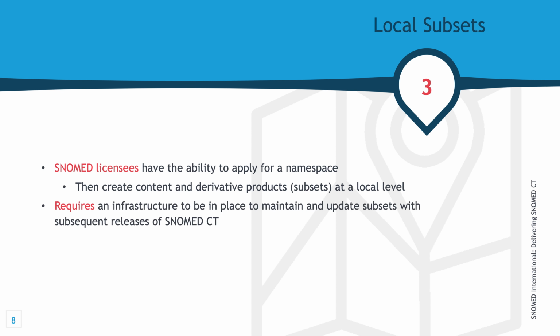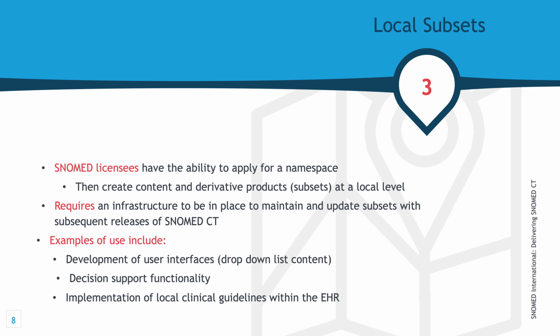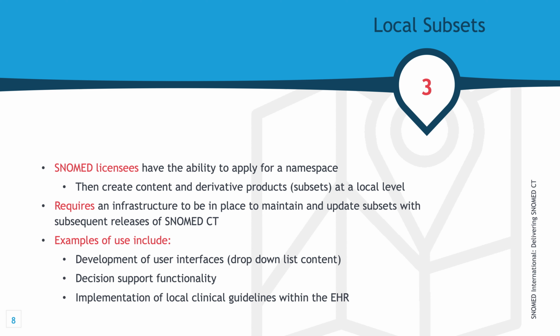However, it is important to emphasize that creating a subset requires a local infrastructure to be in place that can support the ongoing maintenance of the subset, as well as its creation. Examples of local use may include, but are not restricted to, the creation and support of drop-down lists in a local EHR implementation, support for locally defined decision support rules, and the support for locally specified clinical guidelines.